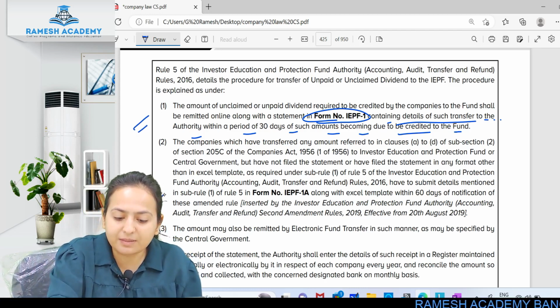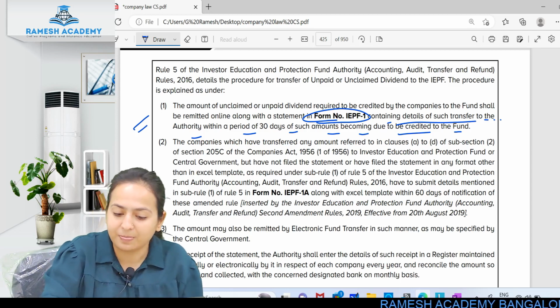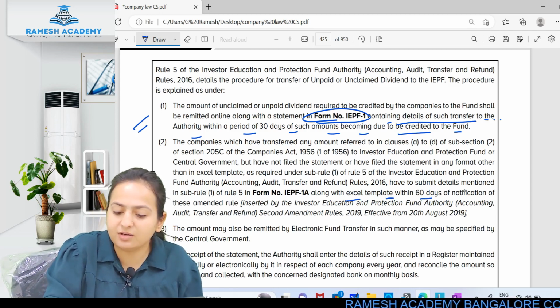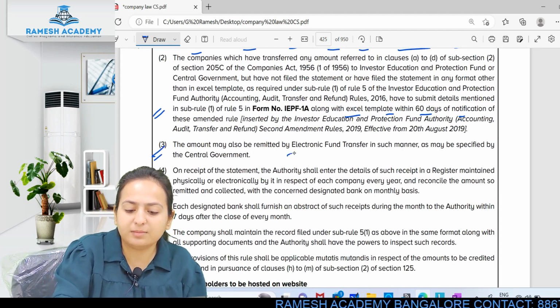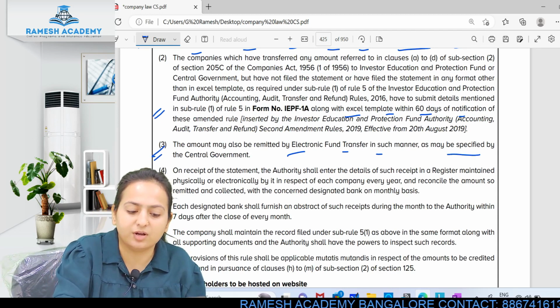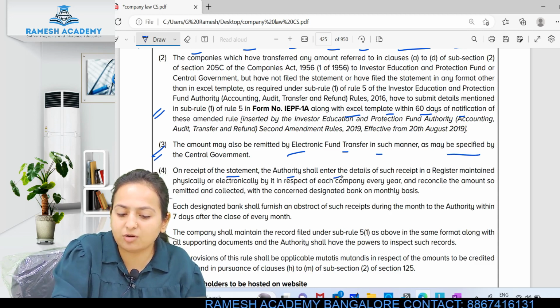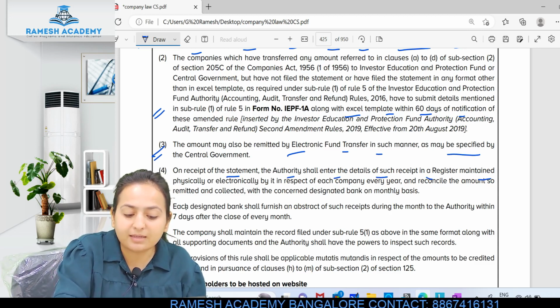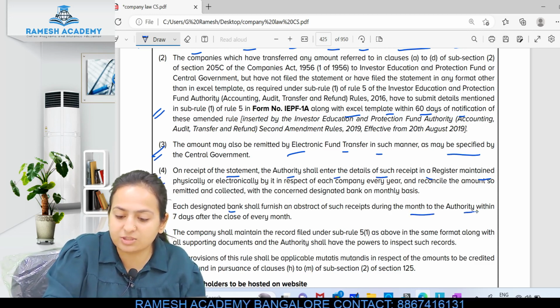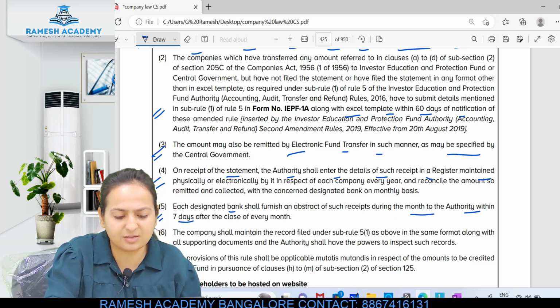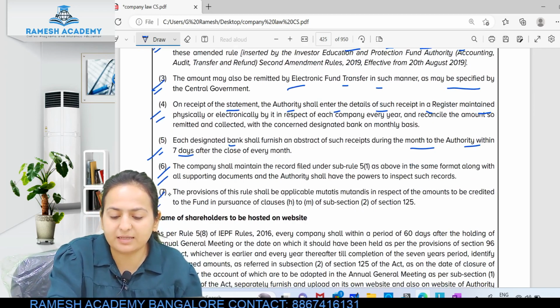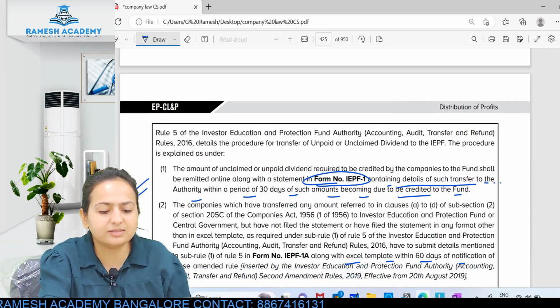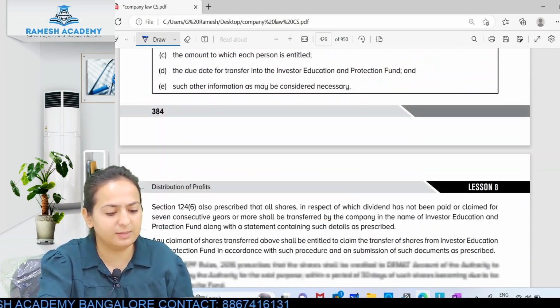Next is IEPF 1A. This is an Excel template which needs to be downloaded by the company. Amount shall be remitted by electronic transfer. On the receipt of the statement, the authority shall enter the details with the bank within 7 days. It's just a procedure. It's just for your knowledge they have written. The company shall maintain the IEPF account. So this is IEPF 1 that you will remember.